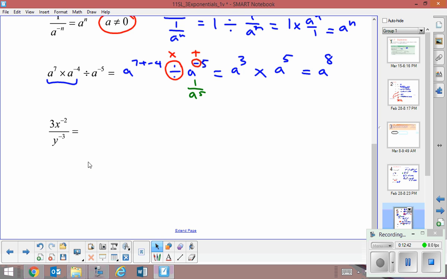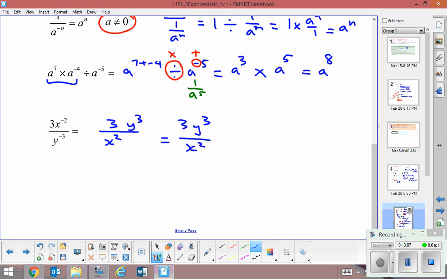This one here, if we think of 3x to the minus 2, then x to the minus 2 means 1 over x squared. So it means we now have 3x squared on the denominator. If we have y to the minus 3 in the denominator, that now comes up to the numerator. So there's our answer, 3y cubed all over 3x squared. All right, so a negative in the numerator goes to the denominator, a negative in the denominator goes up to the numerator.